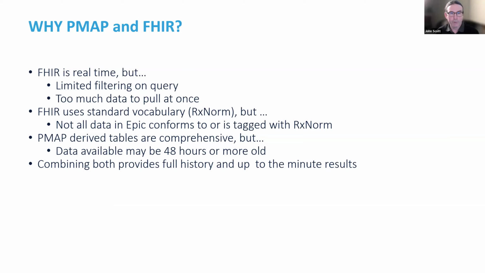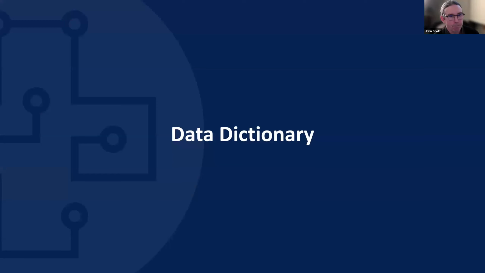So the PMAP derived tables are comprehensive. I thought about it. It's not really comprehensive, but it's closer. There's a lot more there, but the data is old. So when we combine both sets and harmonize them, we can get a full picture, or a fuller picture again, of what the medication history is for this patient for a particular condition.